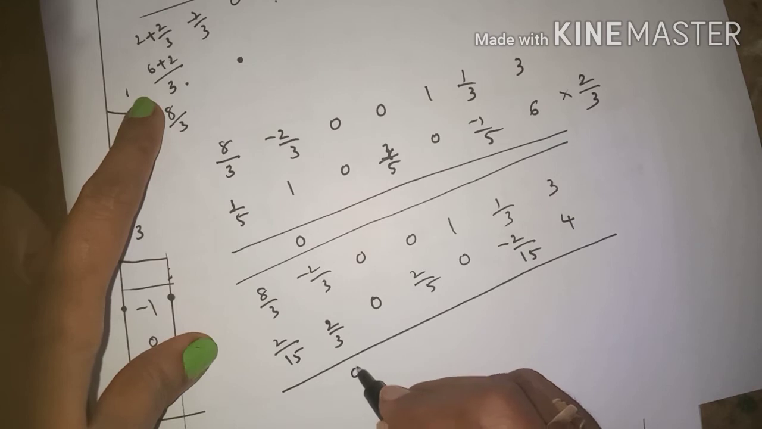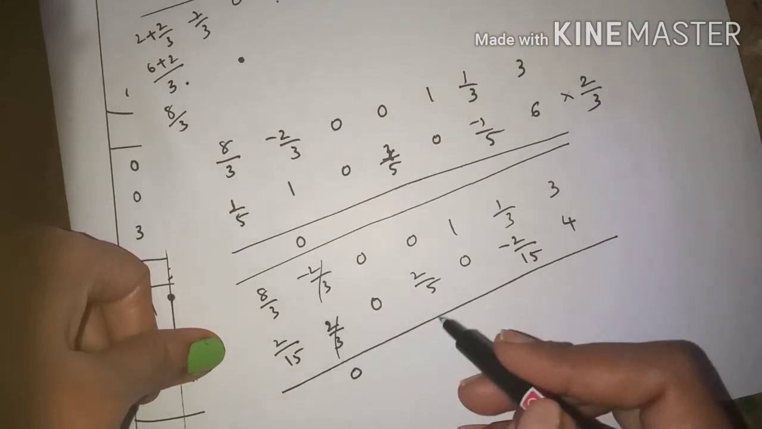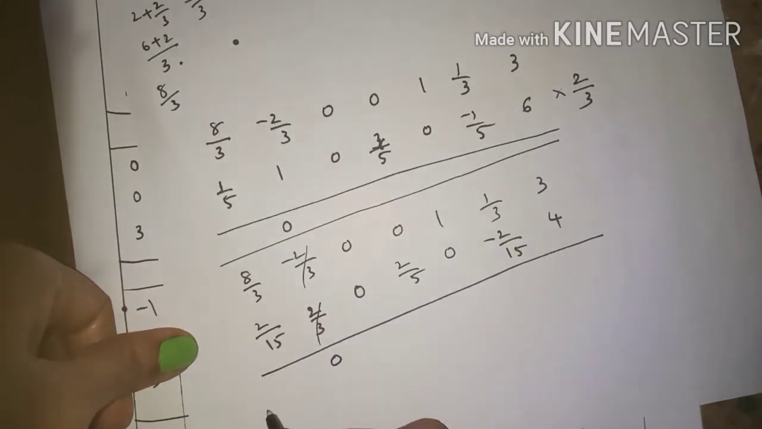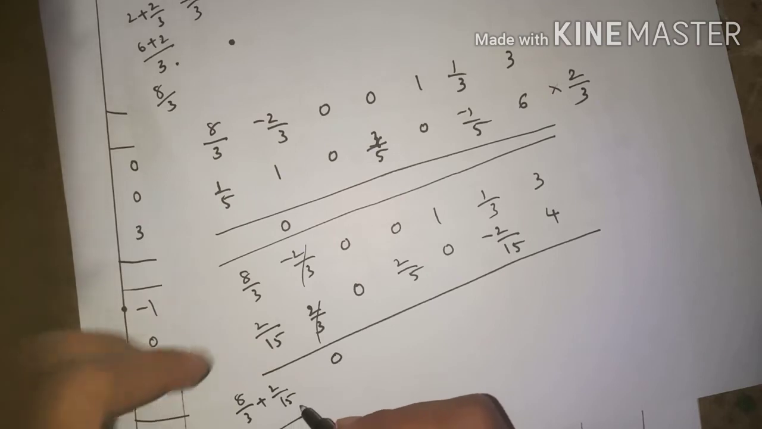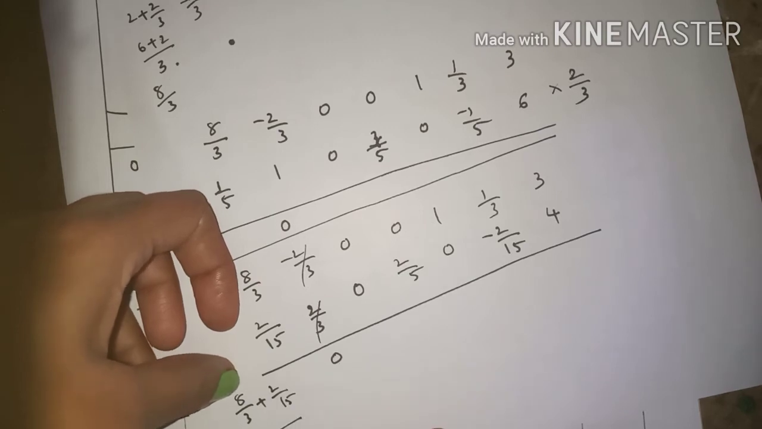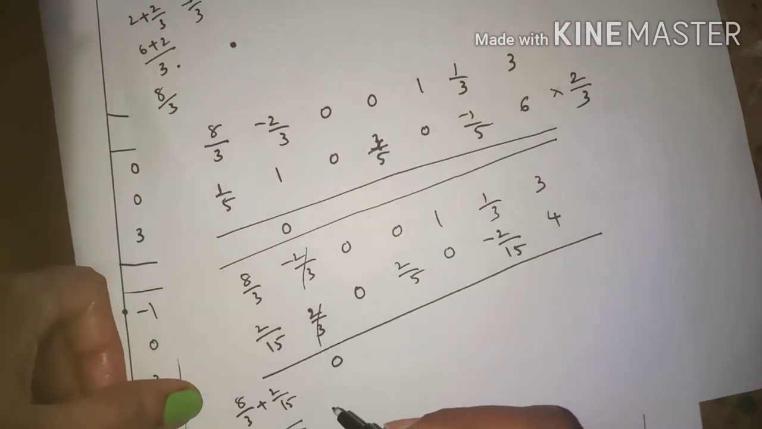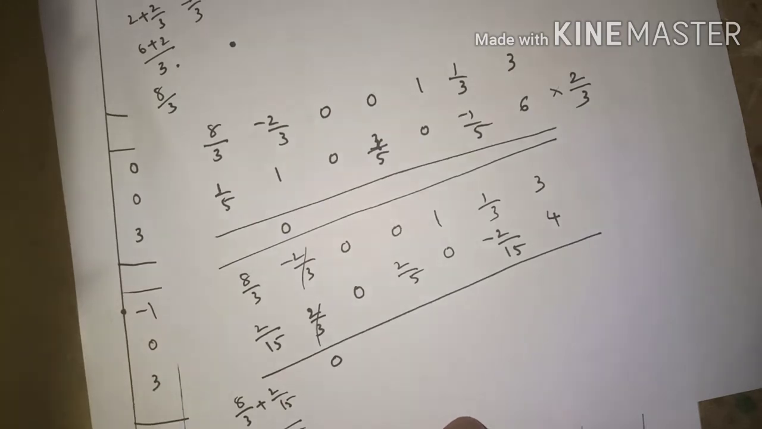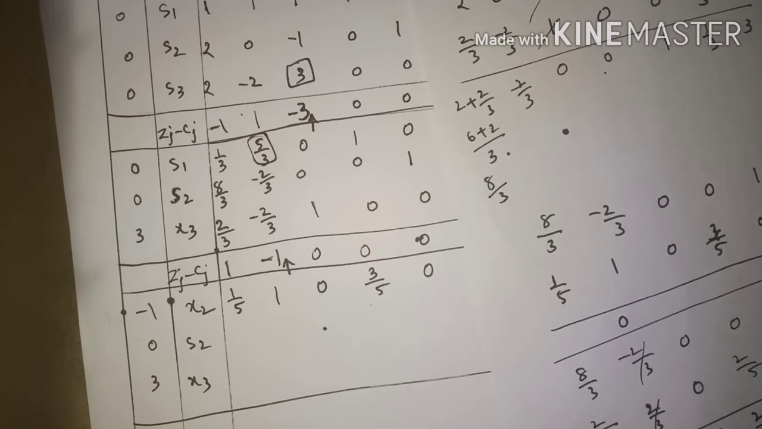Now to get 0 in the second place, shall I add or subtract? If I add, I will get 0 here. If I add, then only I will get 0 here. Simplifications. Now we have to add 8 by 3 plus 2 by 15. LCM is 15. 3 5s are 15. 14 by 5, you'll get 0, 0 plus 2 by 5, 1.